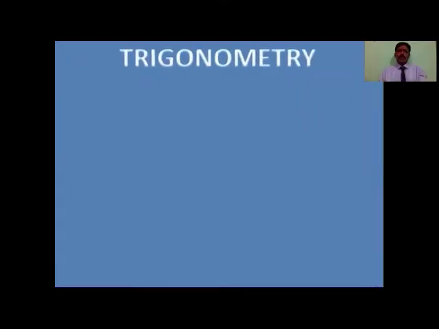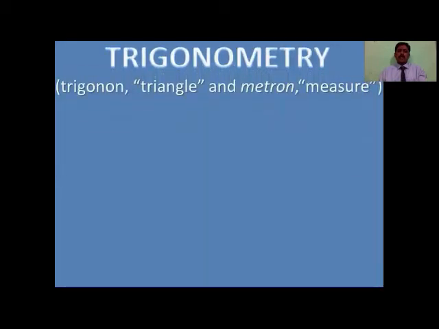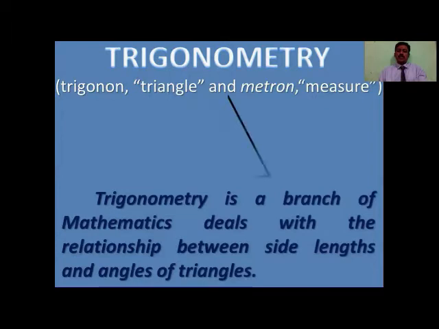Trigonometry. The word is derived from the Greek words trigonon and metron. Trigonon means triangle and metron means measure. By seeing these two words itself, we can guess what we are going to do in trigonometry. Yes, we'll see the basic definition now. Trigonometry is a branch of mathematics that deals with the relationship between side lengths and angles of triangles.